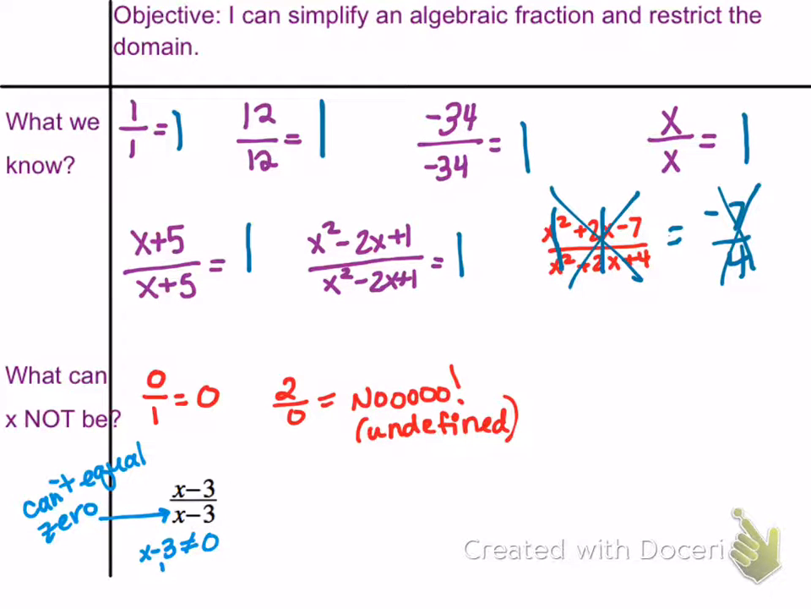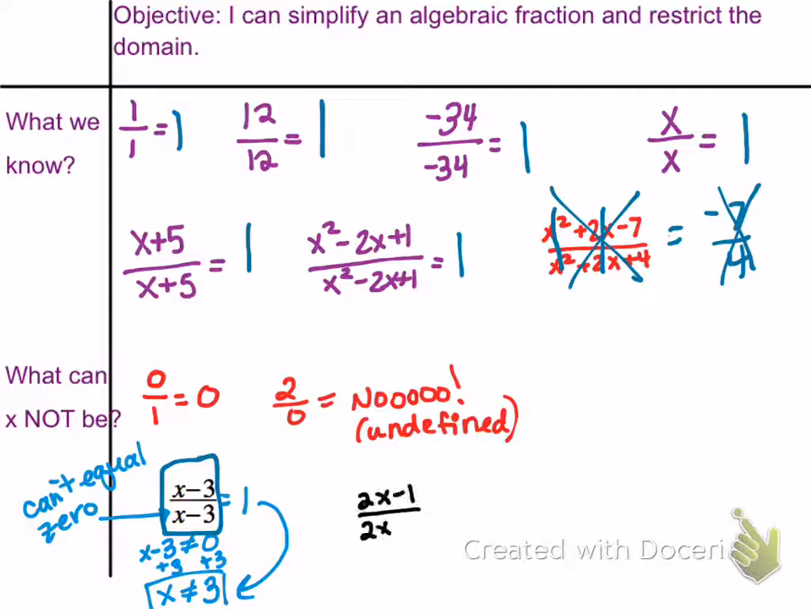So if x minus 3 can't equal 0, I have to figure out what that means about x. What can't it be? If I just add 3 to both sides, I would say that x cannot equal 3. So what I can do is divide to make ones: x minus 3 divided by x minus 3 equals 1, like I have written here, but with the restriction that x cannot equal 3.